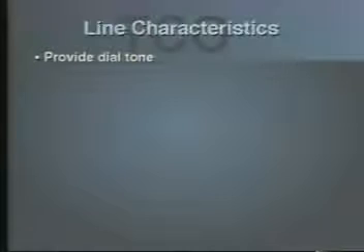Well, first of all, what does this line do? Well, the line has to be able to provide dial tone. We've all picked up the telephone and heard the dial tone. That's an electronic signal coming from the office that says your phone is working and it's all right to start dialing. So then the phone has to handle the dialing.